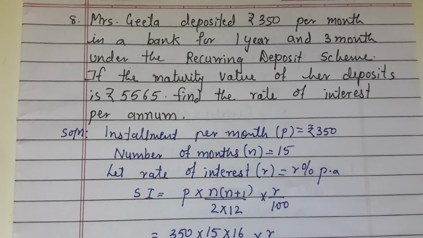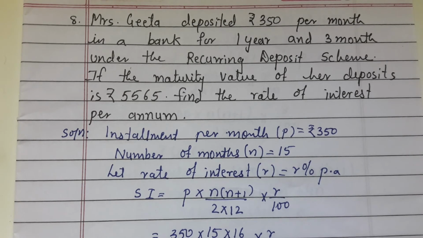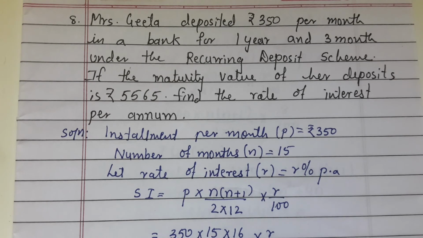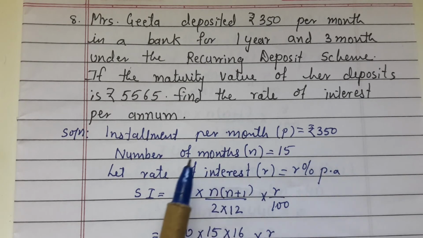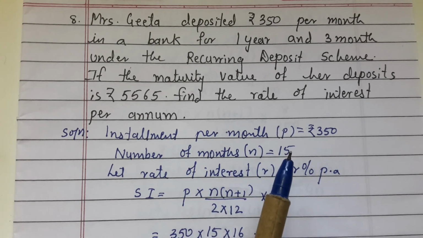Sum number 8. Mrs. Geeta deposited rupees 350 per month in a bank for 1 year and 3 months under the recurring deposit scheme. If the maturity value of her deposit is rupees 5,565, find the rate of interest per annum. Let the rate of interest per annum be R% per annum. Installment per month P is rupees 350. Number of months n is 15.